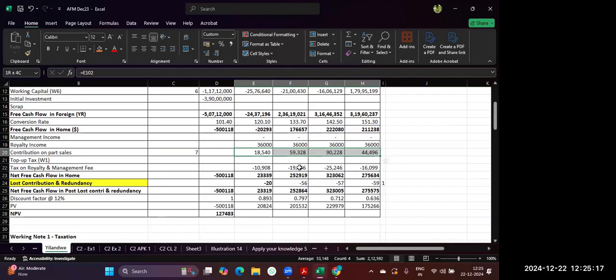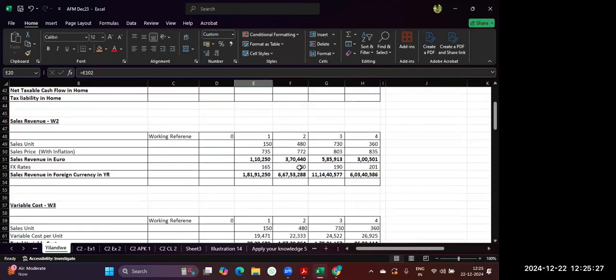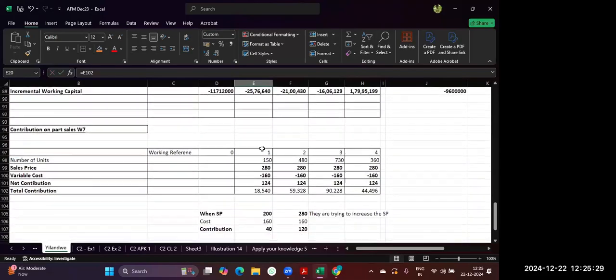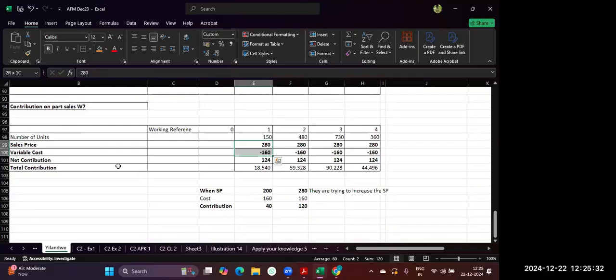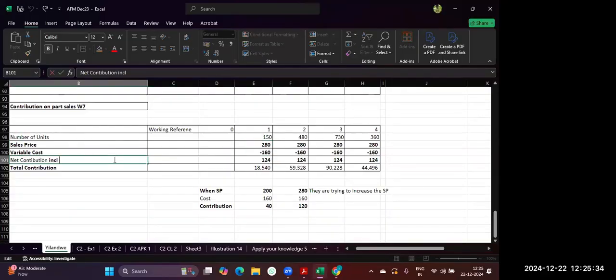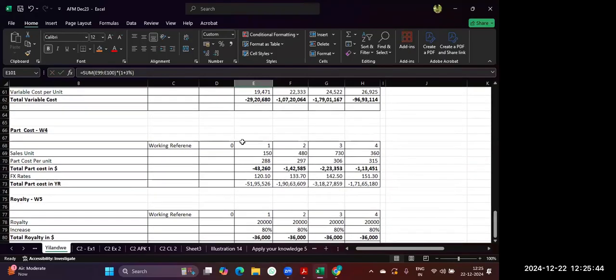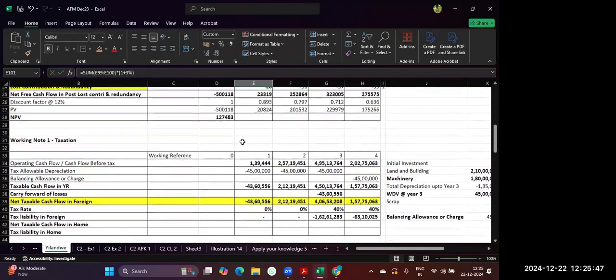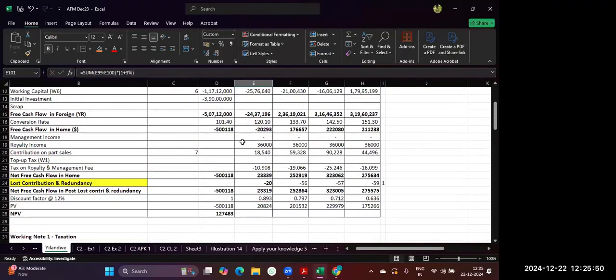That means on the profit of 120, I have to pay tax. So that's what I've done. I've calculated the profit at 120. Look at this. 120 is the profit, net contribution including inflation. Understood? Yes, sir. Clear, everyone? Anyone has any doubts, any questions?